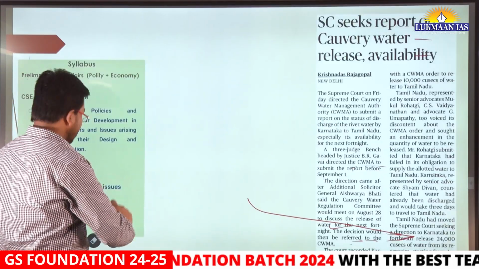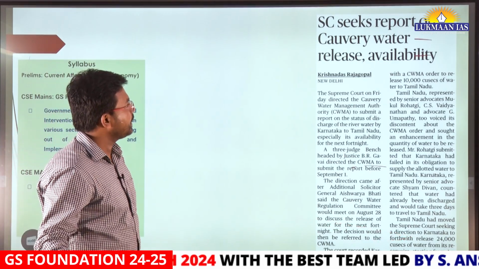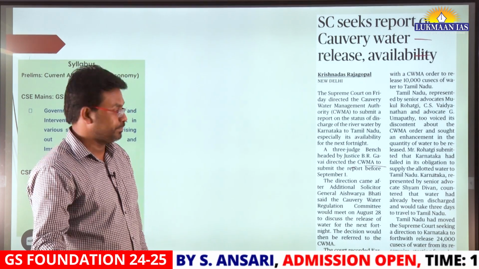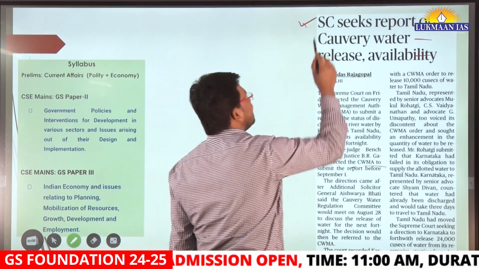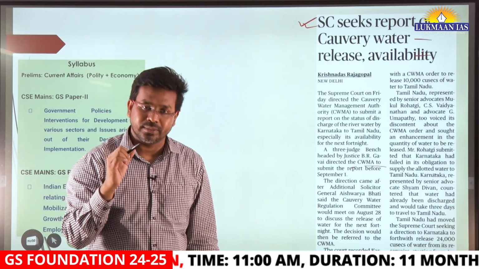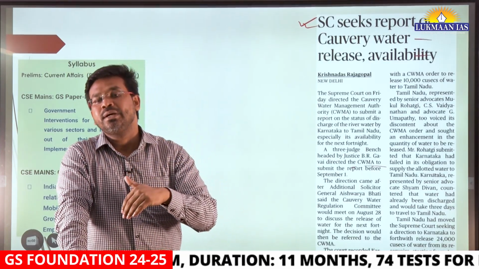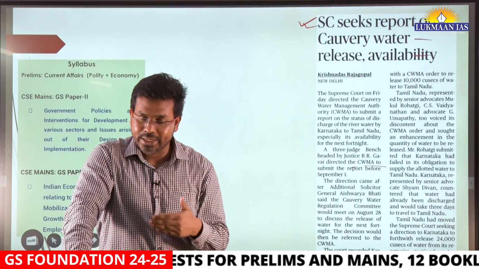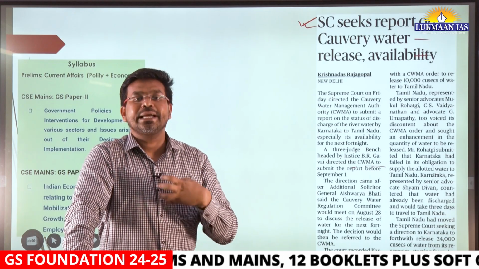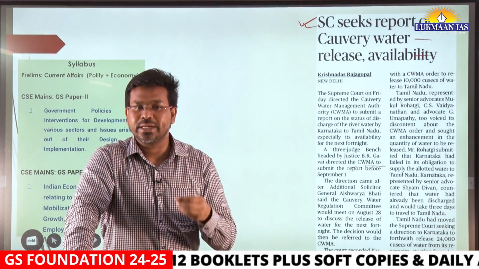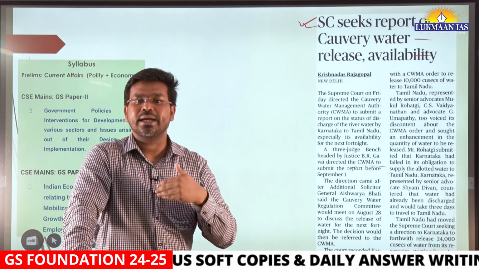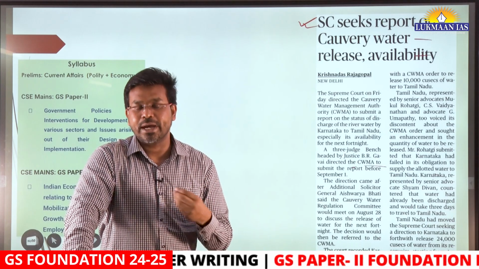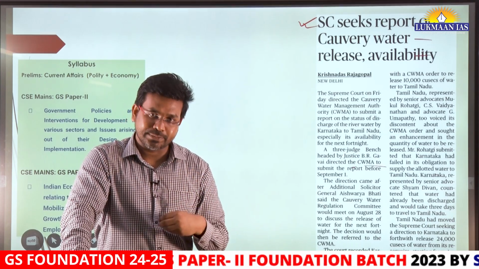So now we have another topic. This topic is important. It says Supreme Court seeks report on Cauvery water release availability. So this topic is related to Cauvery water, like a river water sharing dispute. This dispute lies between the states of Karnataka and Tamil Nadu. Karnataka is the upper riparian state from where the Cauvery river originates, and it flows through Karnataka to Tamil Nadu. So Tamil Nadu receives water from Cauvery, and earlier there have been disputes also.